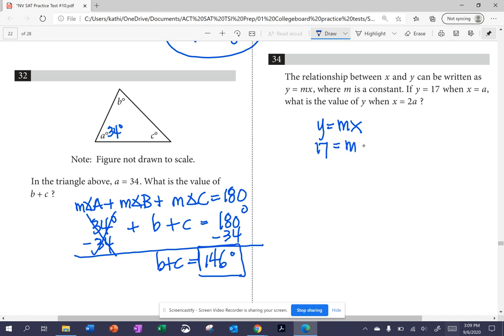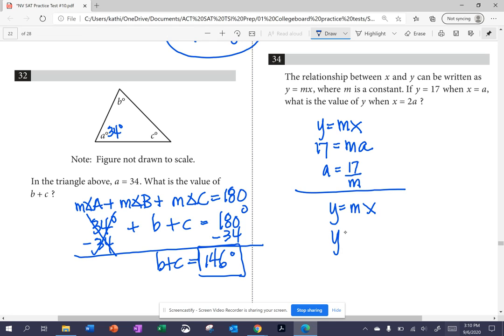So this is 17 equals m times a. Solving for a, a is 17 divided by m. So I go back to my original equation, y equals m times x. What is the value of y when x equals 2a?